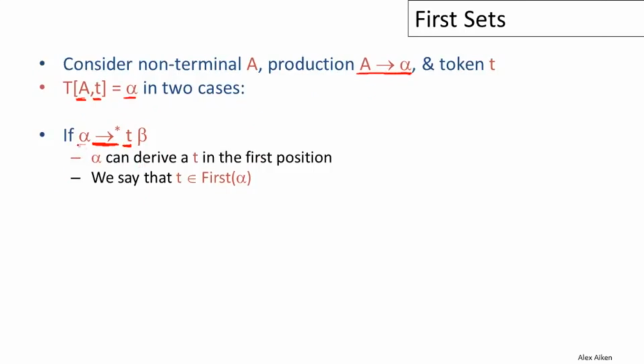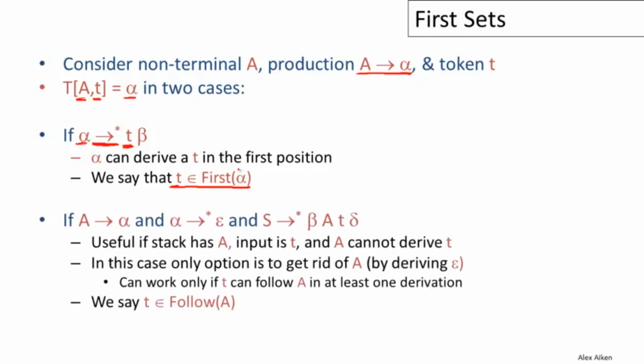So in this situation, when alpha can generate a T in the first position, we say that T is an element of the first of alpha. T is one of the things, there may be more things, but T is at least one of the things, one of the terminals, I should say, that alpha can produce in the very first position.